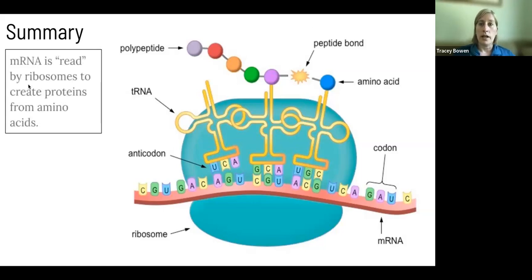So to summarize this entire section, messenger RNA is read by ribosomes to create proteins from amino acids, and we just need to know how that happens.